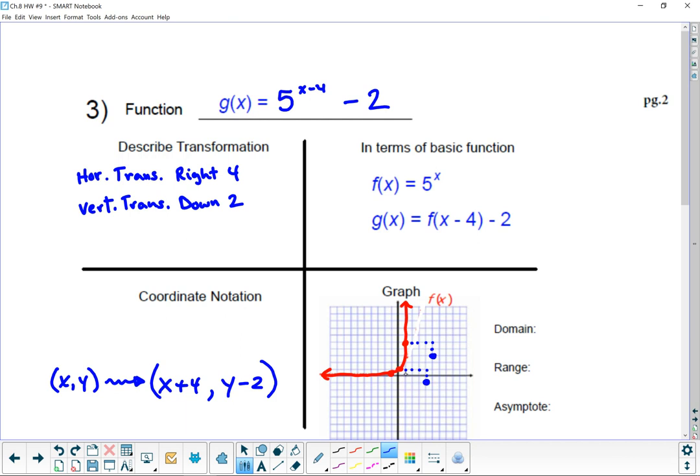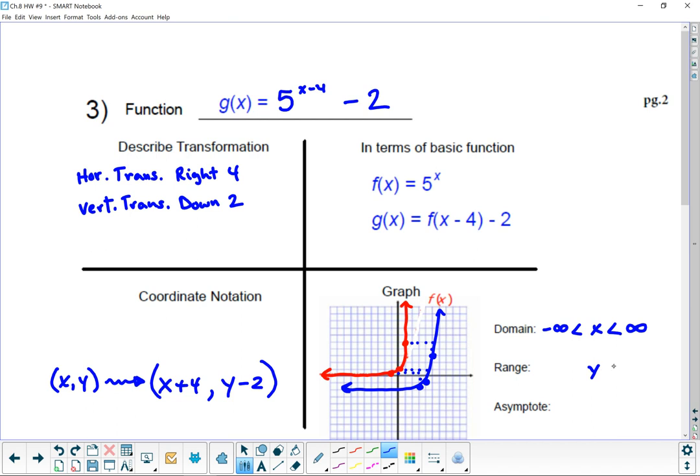This one's going to be 1, 2, 3, 4, and then down 2. 1, 2. So my graph will look something like this. It's going to follow this line forever. Okay. Domain, x in the middle, less than, less than, infinity, negative infinity. We've been down this road before.